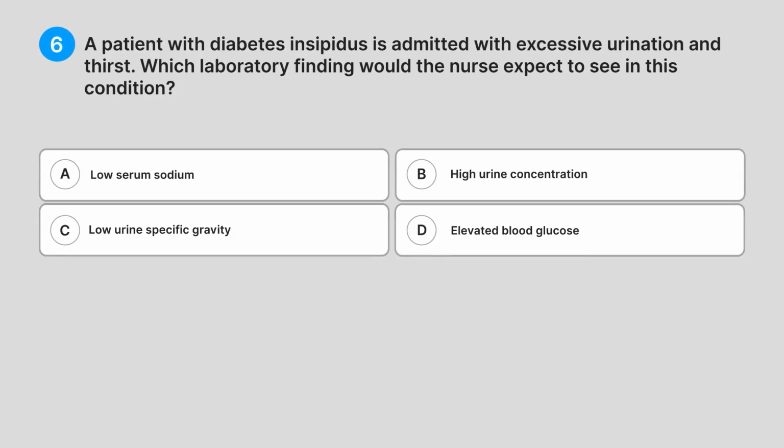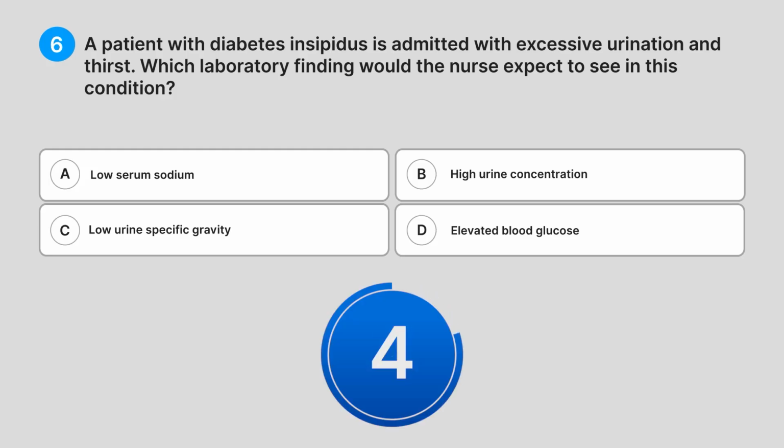6. A patient with diabetes insipidus is admitted with excessive urination and thirst. Which laboratory finding would the nurse expect to see in this condition? A. Low serum sodium. B. High urine concentration. C. Low urine-specific gravity. D. Elevated blood glucose.